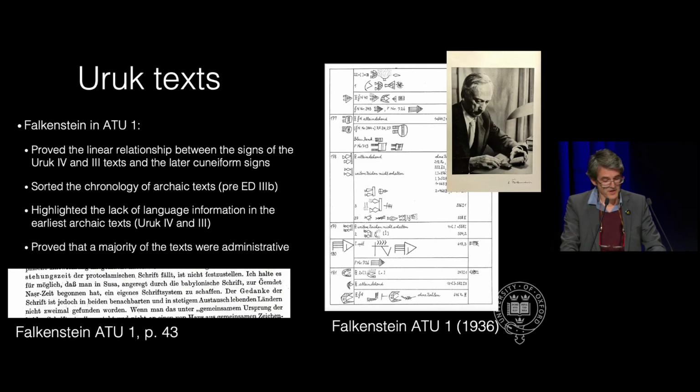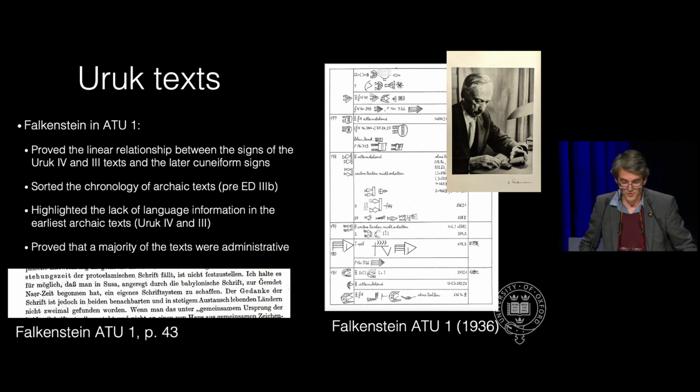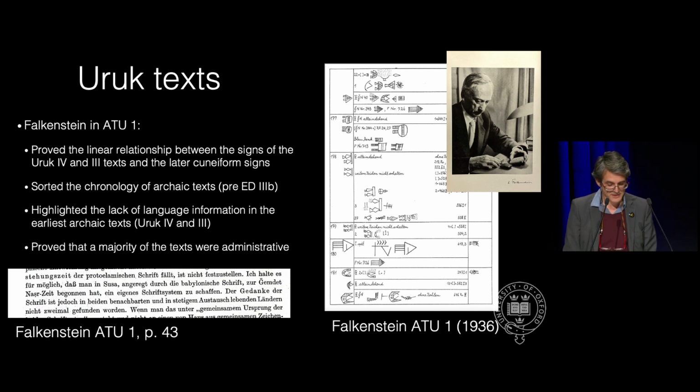With his edition of the first about 600 Uruk tablets, mostly from Uruk stratigraphic level 4, Adam Falkenstein proved the linear relationship between the signs of the archaic texts from strata 4 and 3 at Uruk and later cuneiform signs. And he sorted the chronology of archaic texts from the sites of southern Mesopotamia, and he discussed the connection between Proto-Elamite and the archaic texts from Uruk, stating, and I quote, "I think it is possible that in Susa, stimulated by Babylonian writing, people began to create their own writing system in the Jemdet Nasr period. The idea of writing has surely not been invented twice in these two neighboring countries that live in constant exchange."